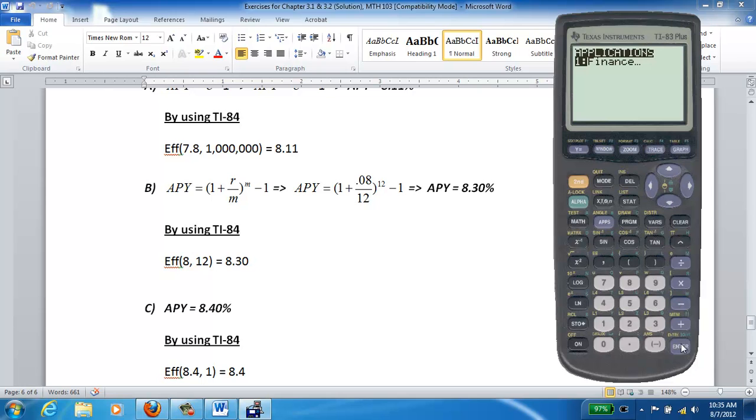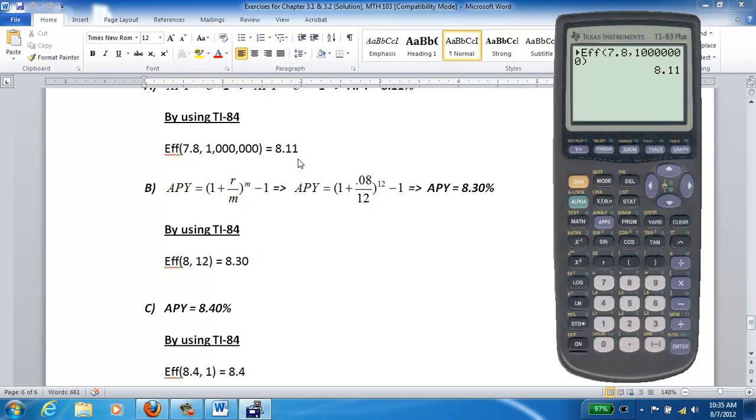Applications, Finance, we go to effective rate, it's letter C. So we have 7.8 comma, continuously, it says, so use a large number, a million, 10 million, and so on. Click enter. So this is going to be 8.11, and this is the answer, 8.11.